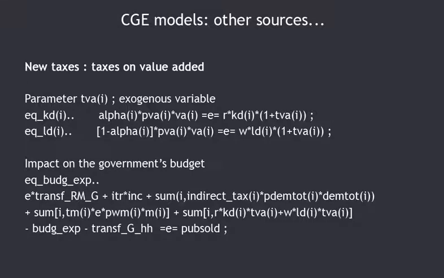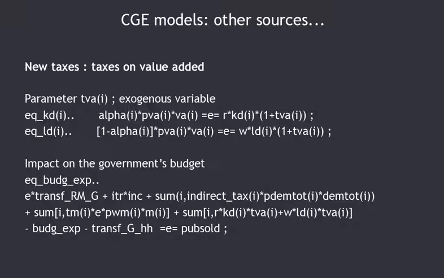New taxes are also being introduced, including a value-added tax. It is modeled here as a real tax on value added and not as a consumption tax. A new parameter is created. It is called TVA in sector I, and it is the tax rate on value added. It is an exogenous variable.